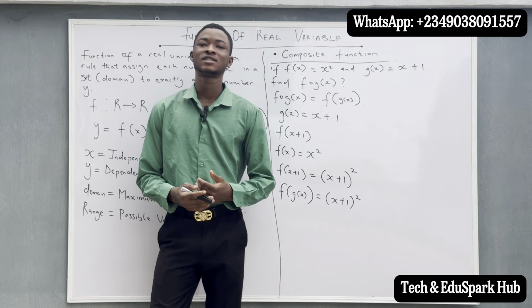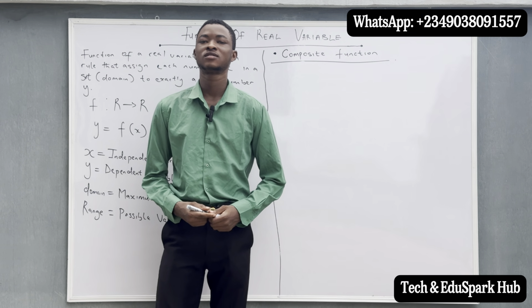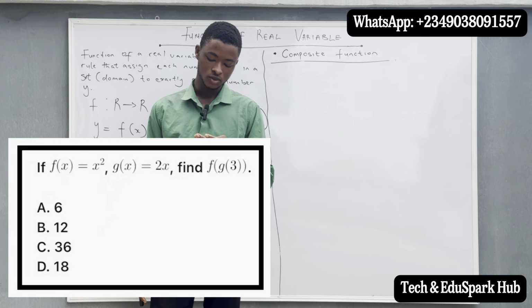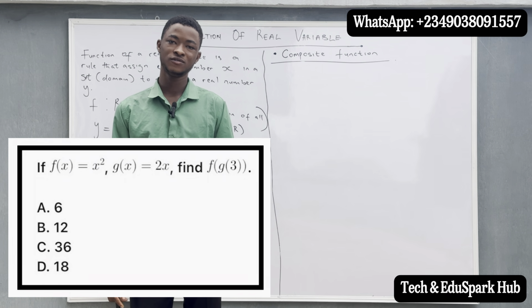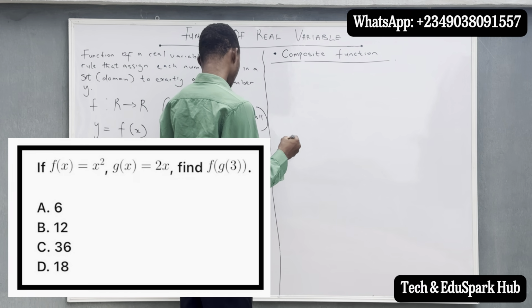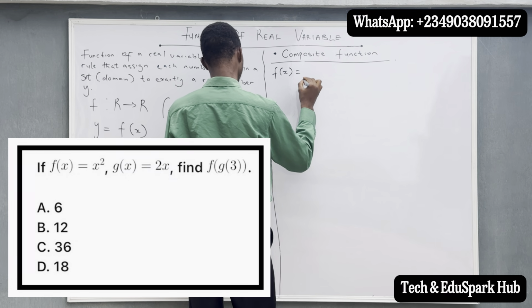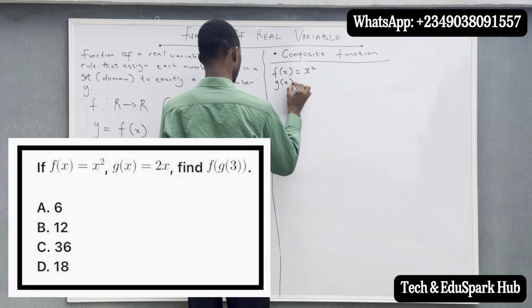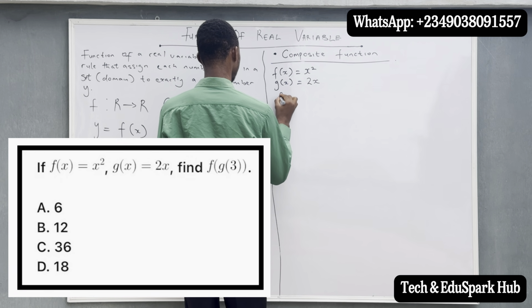So now let's look at examples under the composite function. So the first question as displayed on the screen under the composite function says that if f of x is equal to x squared and g of x is equal to 2x, find f of g of 3. So let me just put that down. So we have our f of x to be equal to x squared, and our g of x to be equal to 2x. And we have to find f of g of 3.